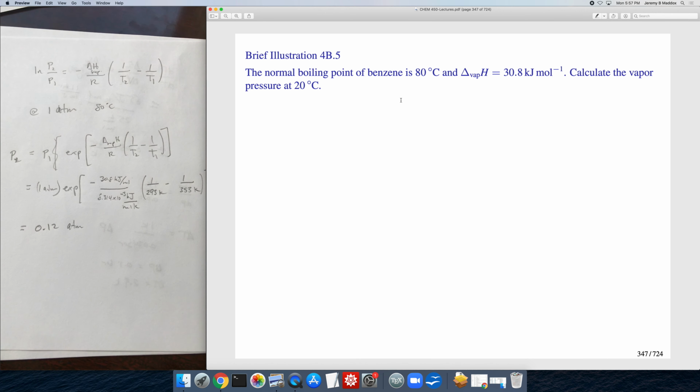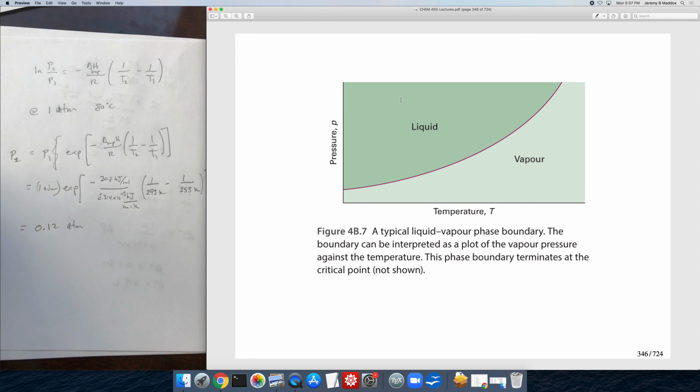So when you cool down, what this illustrates is that the vapor pressure of a liquid is strongly dependent upon the temperature. And so if this is 1 atmosphere here, and the substance boils, that's its normal boiling point. If you drop the temperature down to 20 degrees Celsius, you're going to get a significant drop in the vapor pressure of that liquid.